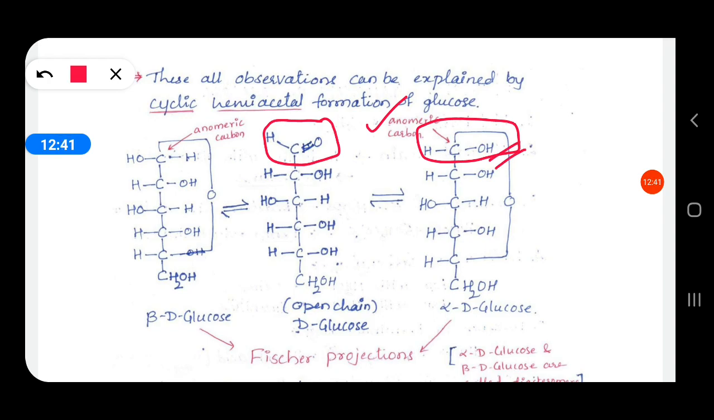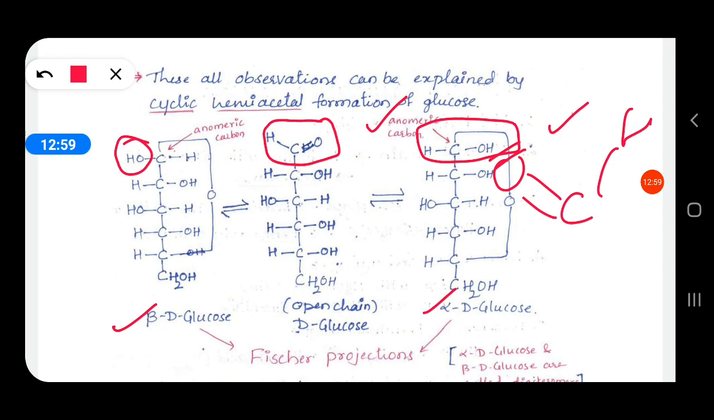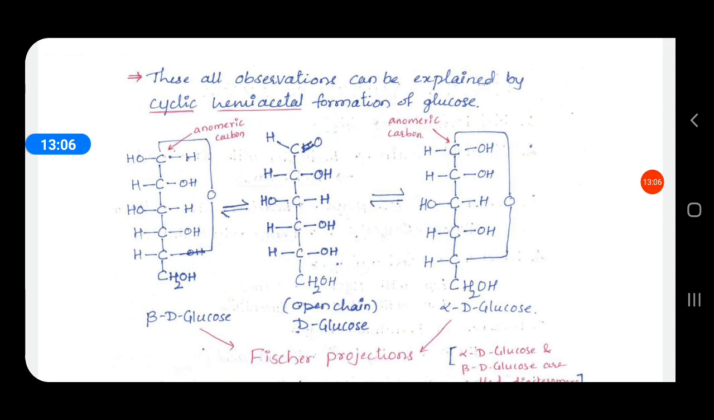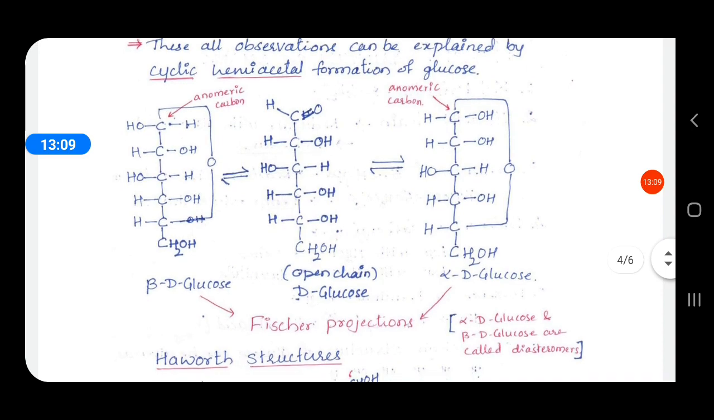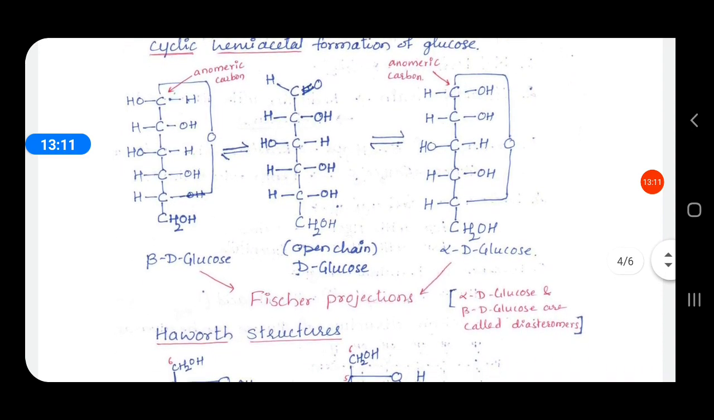If the OH group on the anomeric carbon is on the right side, then it is called alpha D-glucose. If the OH group is on the left side, then it is beta D-glucose. Both possibilities exist. Suppose the C=O, if we write on this side like this, then the OH group should be on the left side, or if it is written like this, then the OH group is on the right side. So both are possible. Depending upon the position of the OH group on the anomeric carbon, there are two forms, alpha and beta.